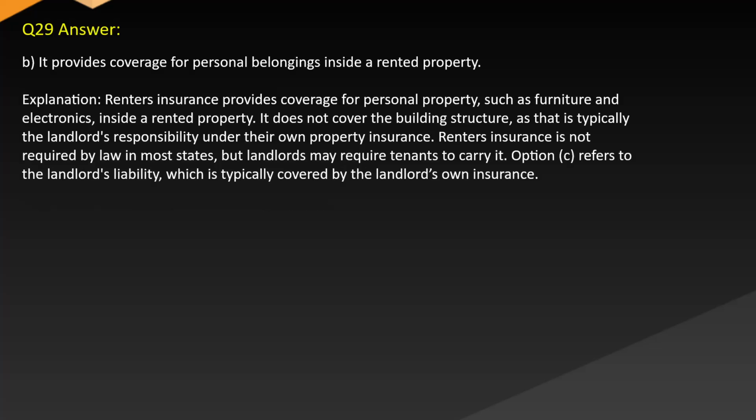Answer: B. It provides coverage for personal belongings inside a rented property. Explanation: renters insurance provides coverage for personal property such as furniture and electronics inside a rented property. It does not cover the building structure, as that is typically the landlord's responsibility under their own property insurance. Renters insurance is not required by law in most states, but landlords may require tenants to carry it. Option C refers to the landlord's liability, which is typically covered by the landlord's own insurance.